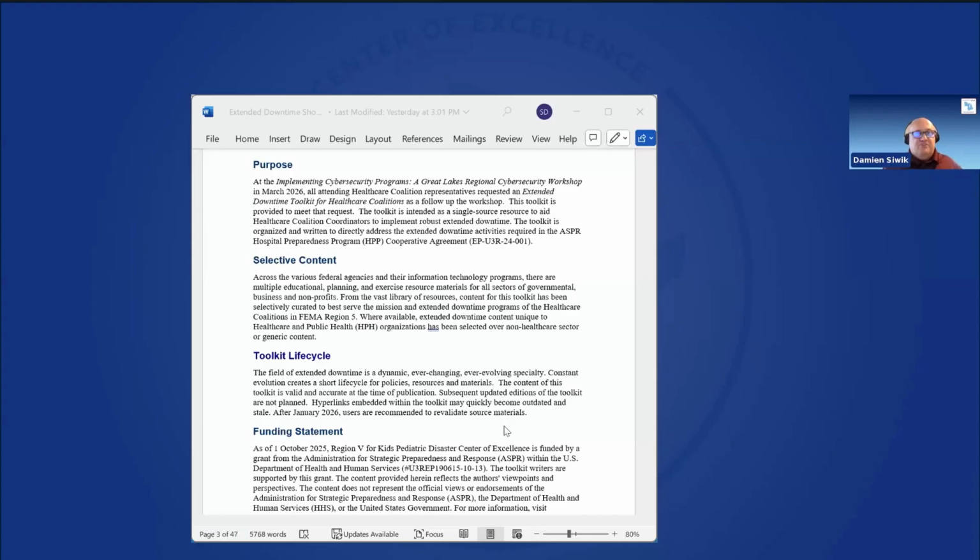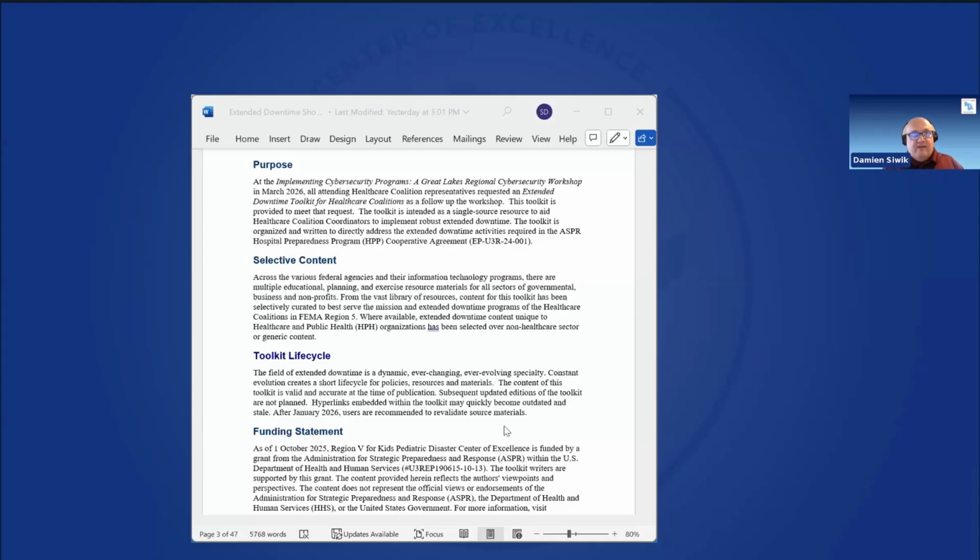Before we get to the assessment, just a little bit of information, 5 paragraphs to set up the toolkit. Of course, the purpose, which we've highlighted with the title of the document, Extended Downtime Toolkit for Healthcare Coalitions. The selective content, not so much as with cybersecurity, but within ASPR's library of extended downtime content. A lot of information available, a lot of information not necessarily applicable to a healthcare coalition. So we did go through and curate the content available and highlight and leverage the content for healthcare coalitions and bake that into the toolkit.